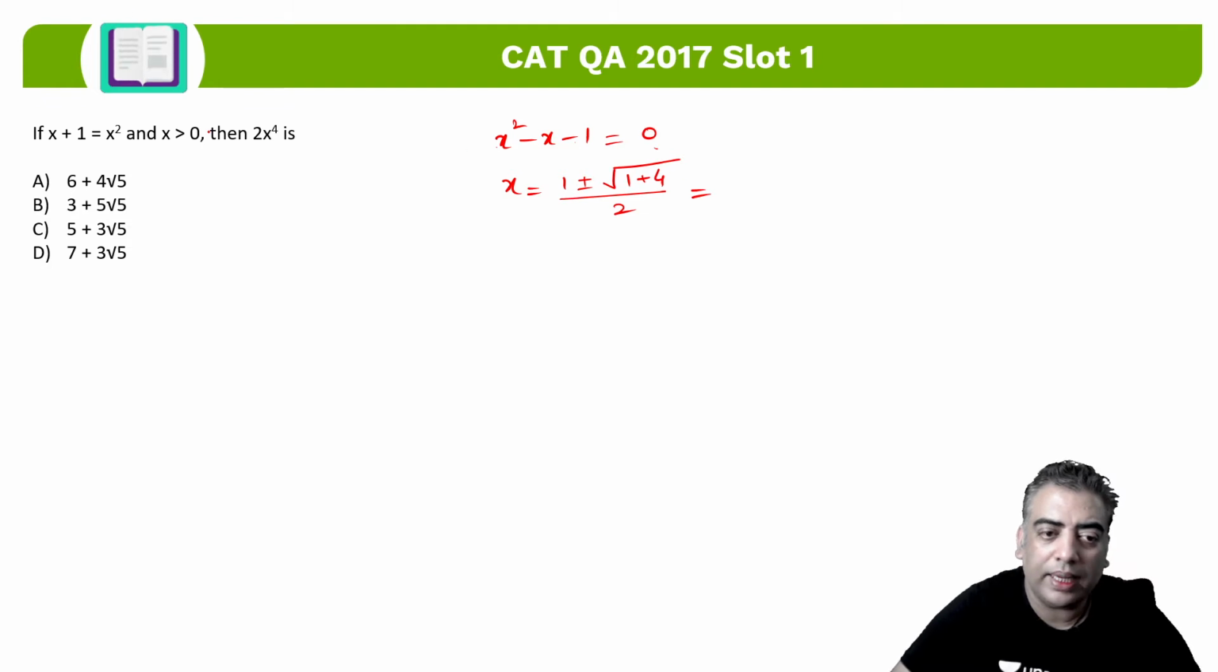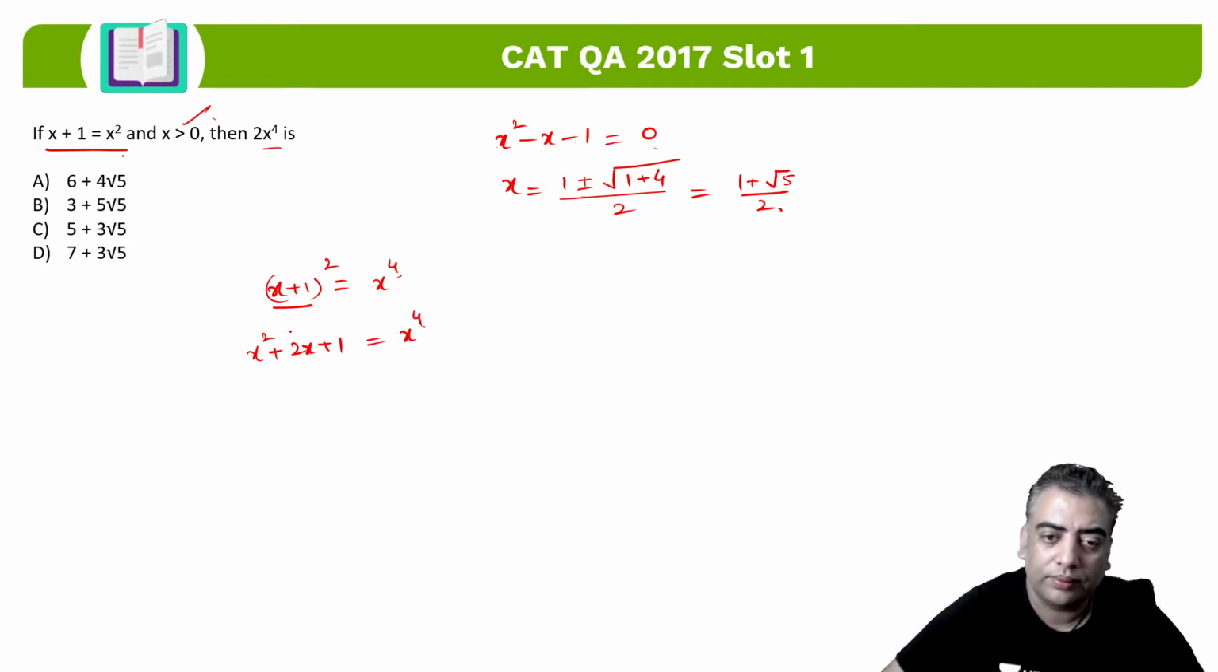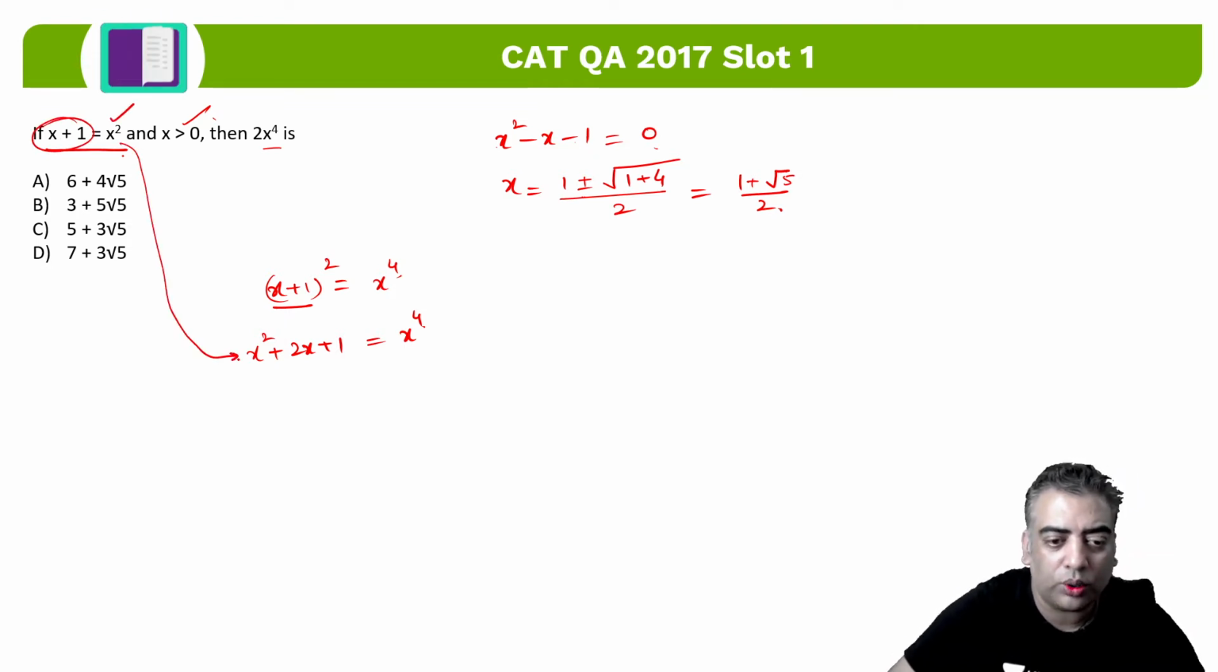As it is given to me x is greater than 0, you just need to consider positive value, which is 1 plus root 5 divided by 2. As we are required to compute x raised to power 4, just square both sides. It gives you x plus 1 whole square equal x raised to power 4, and it can be broken down as x square plus 2x plus 1 equal x raised to power 4. And it is already given to me that x square is equivalent to x plus 1. Again, replace x square with x plus 1.